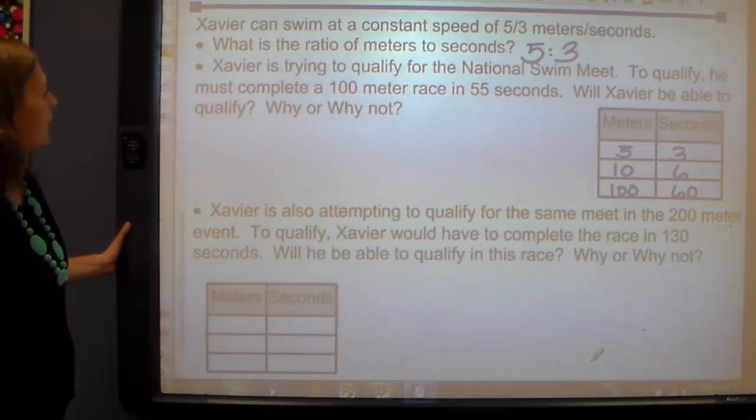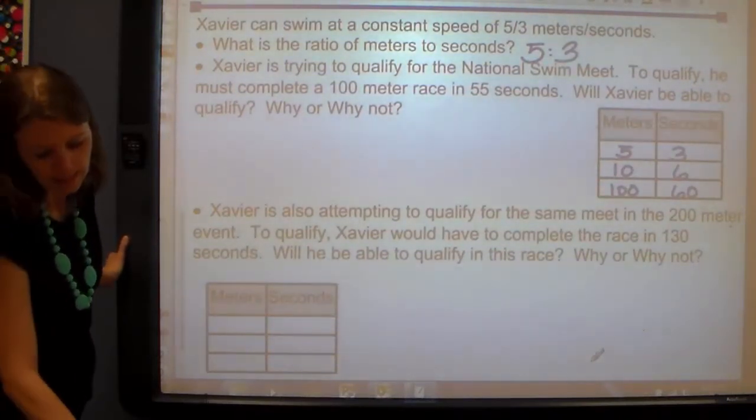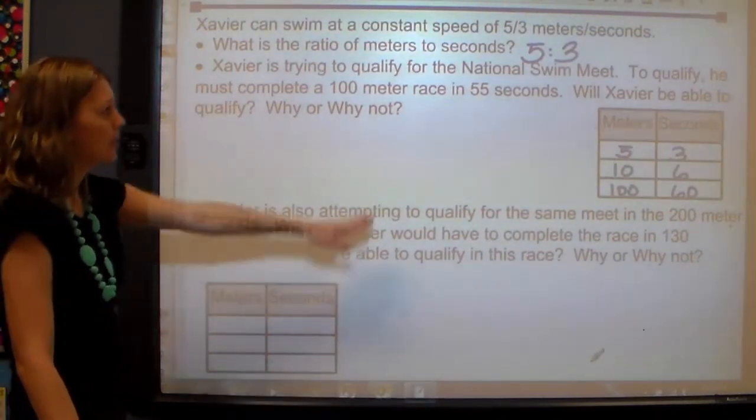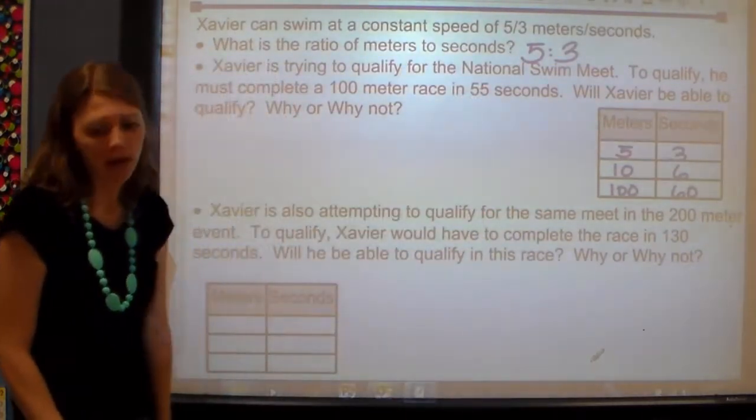So will he be able to qualify? Well, he can go 100 meters in 60 seconds. So he will not qualify, because he needs to be able to do it in 55 seconds. It's going to take him 60 seconds to do that.